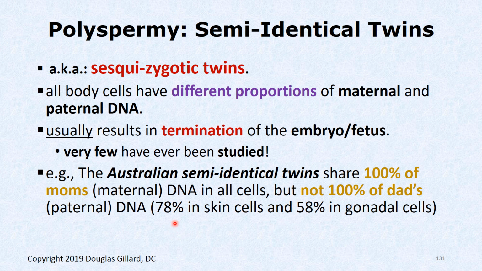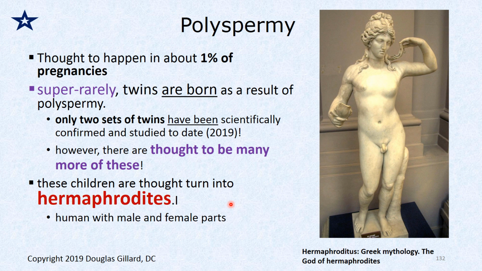So in skin cells, 70% of the DNA was from one dad, but 58% in the gonadal cells. And you go to different tissues and you get different mixes. So it's a very, very strange setup. It's thought to happen in about 1% of pregnancies, so that's common. But most of the zygotes are lost. They can't survive like that. In fact, to date, at last check in 2019, I checked the research. There's only 2 sets of polyspermy twins, or semi-identical twins, that have ever been born and studied.